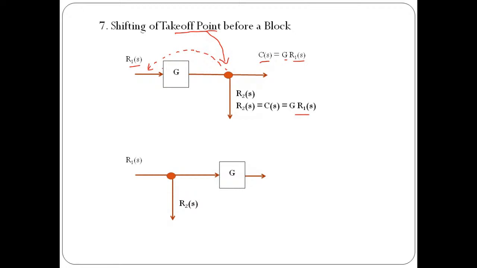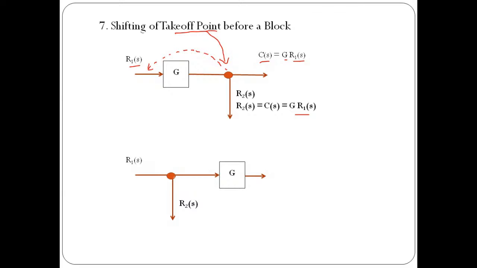So if you shift the takeoff point before a block, then what will happen? Now see here, in this case, we have shifted the takeoff point before a block like this. Now the output and the input to the systems we need to calculate. Input is given to us, that is R1 of S, and here the takeoff point.